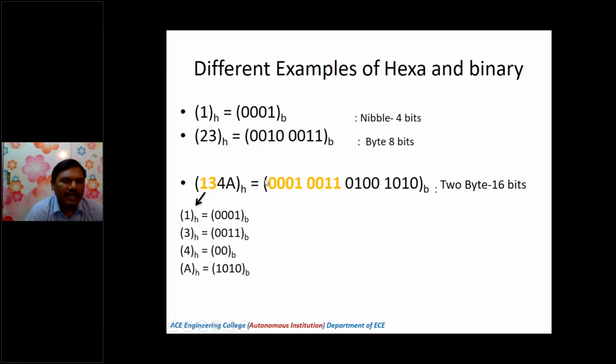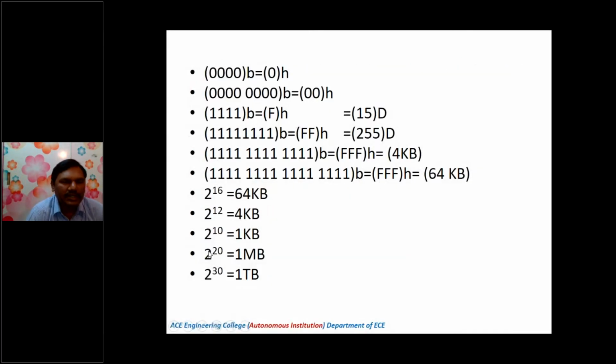Here I am giving one more example in detail: 134AH. I am using different colors because it is equal to 2 bytes. 1 is 4 bits, 3 is 4 bits, 4 is 4 bits, and A is 4 bits, so in total 16 bits. I am dividing it into 2 bytes of data, so 2 bytes equal 16 bits. So 1H means 0001, 3H means 0011, 4H means 0100, and AH means 1010. This is the representation between binary and hexadecimal number systems.